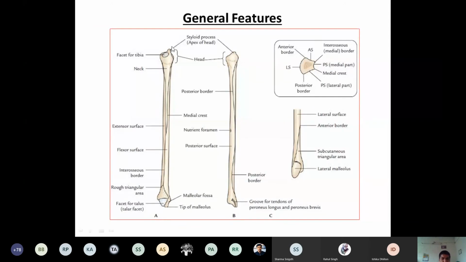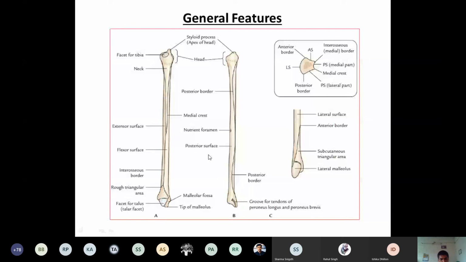And general features: this one is the upper end, this one is the lower end, and the intervening shaft. In the upper end, you can see a facet for the tibia to form the superior tibiofibular joint, isn't it? Here, this one is the neck. The neck is very, very important in the fibula because on the lateral part of the neck lies the common peroneal nerve, isn't it? And the lower end of the fibula articulates with the talus to form the ankle joint. So this also you have to remember.